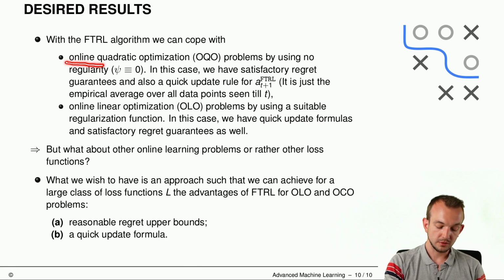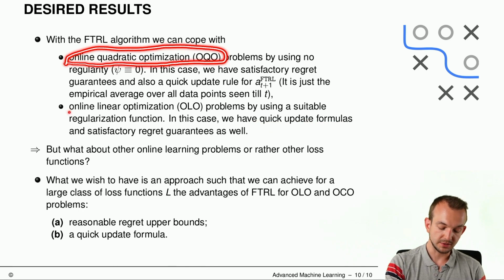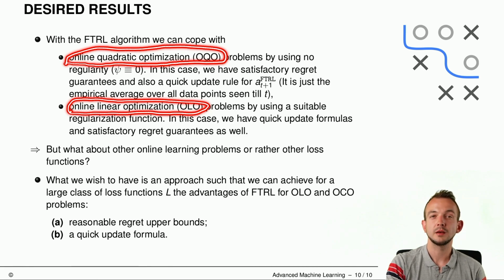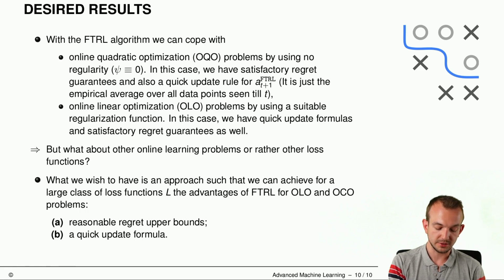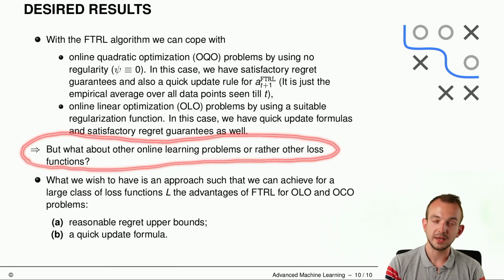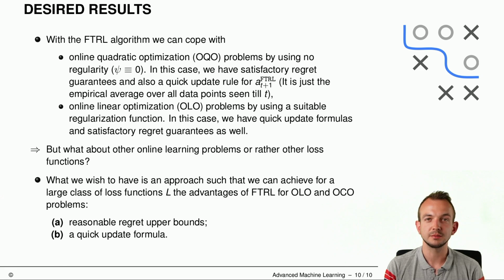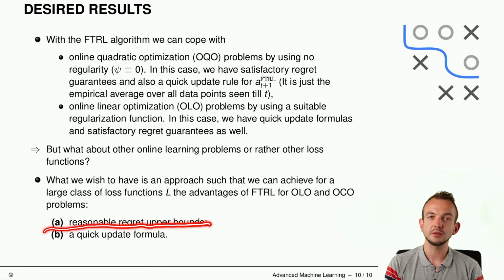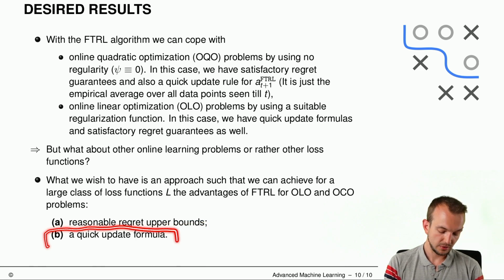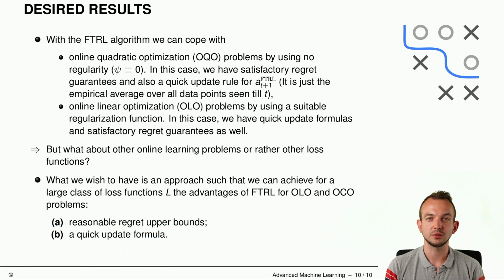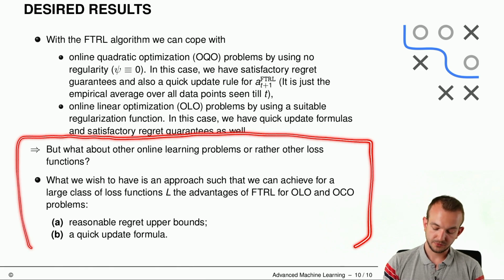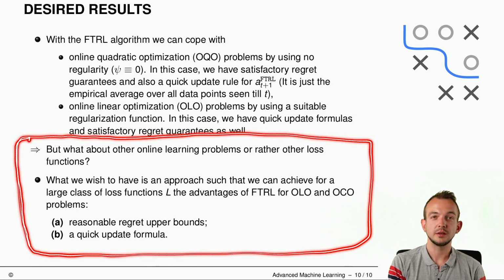But of course, not all problems we are facing are online quadratic optimization problems or online linear optimization problems. We have also other loss functions which are not quadratic, not linear. And the question is, of course, how can we deal with such type of problems? What we want is to keep both desired properties, namely that we have a reasonable regret upper bound for the online learning algorithm, and we want to keep track of the computational resources we have, in the sense that we don't want to use too much and accordingly want to have a quick update formula for the action choice. And how to tackle this question will be the topic for the next lecture.